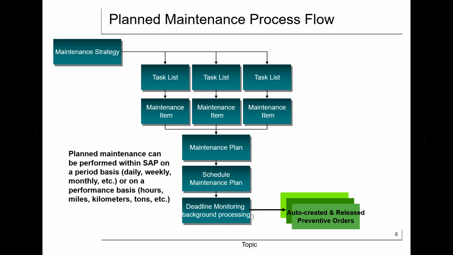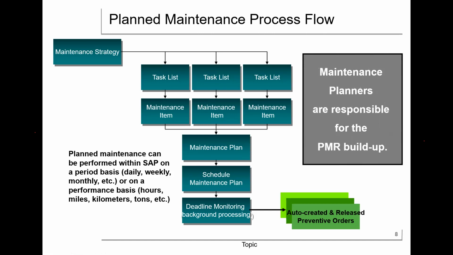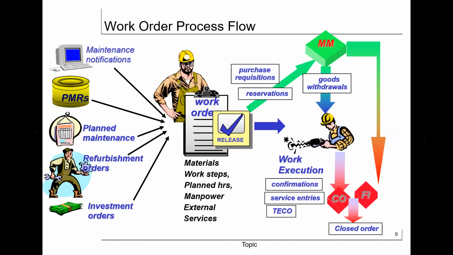And deadline monitoring. Deadline monitoring means after the scheduling, auto-created and released preventive orders will be generated as per the strategy. If you are giving monthly, a monthly plan will be generated. If you are giving weekly, a weekly plan will be generated. So this is the process. You can see maintenance planners are responsible for PM buildup. It is preventive maintenance. Okay, buildup.